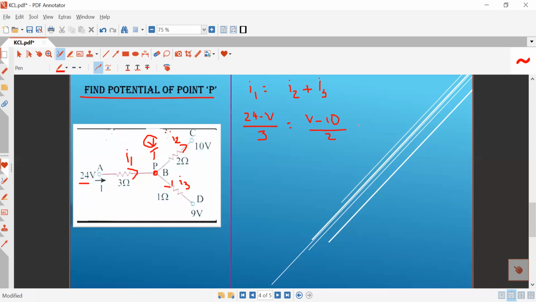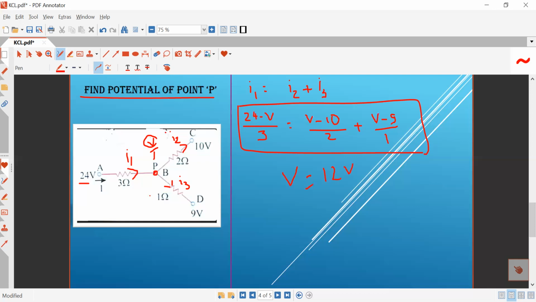And plus, what will be the value of I3? The potential difference will be V minus 9, divided by 1. So in this way, you will get an equation in terms of V, and you can solve this equation to find out the value of V. After solving this expression, you will get V equal to 12 volt. So in this way, you can determine the potential of the point P.